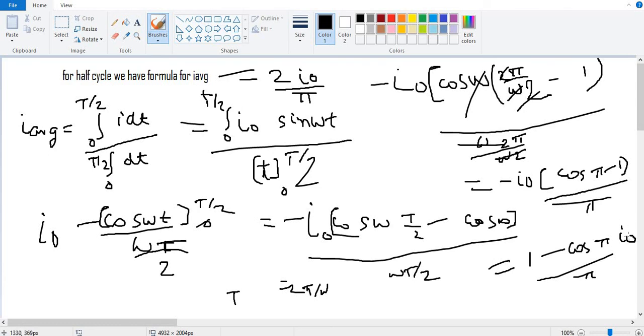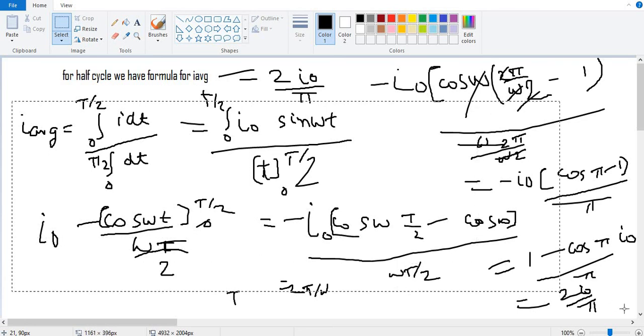The value of cos pi is minus 1. So 1 minus into minus 1 is nothing but 2. So 2 I naught by pi. This is the value we have for half cycle. So for half cycle, the I average value is 2 I naught by pi. So this much is clear.